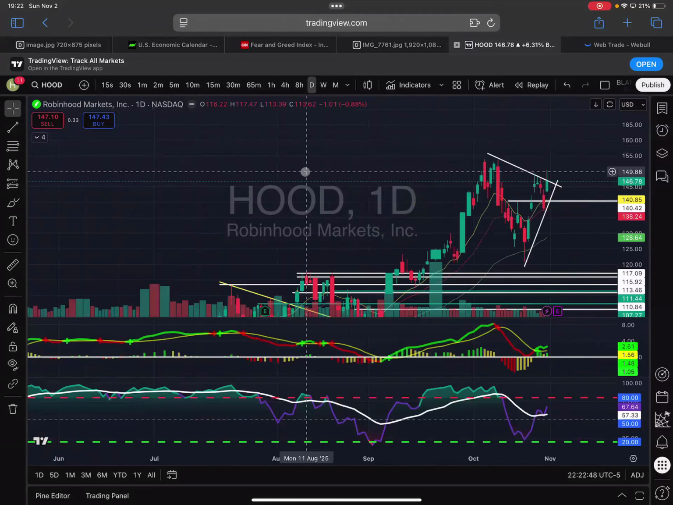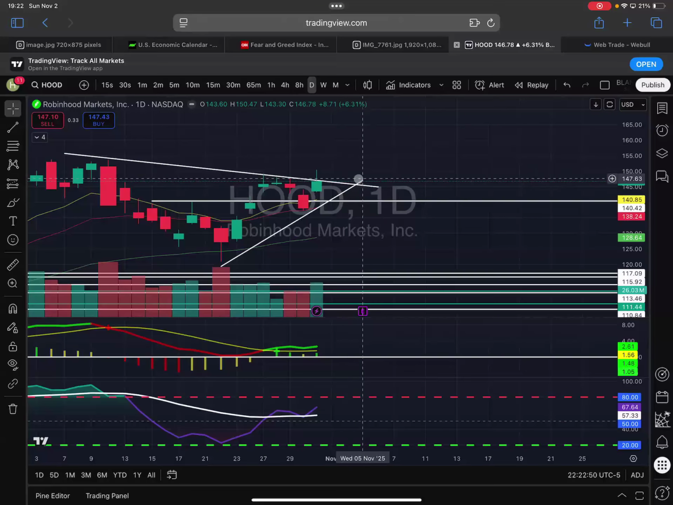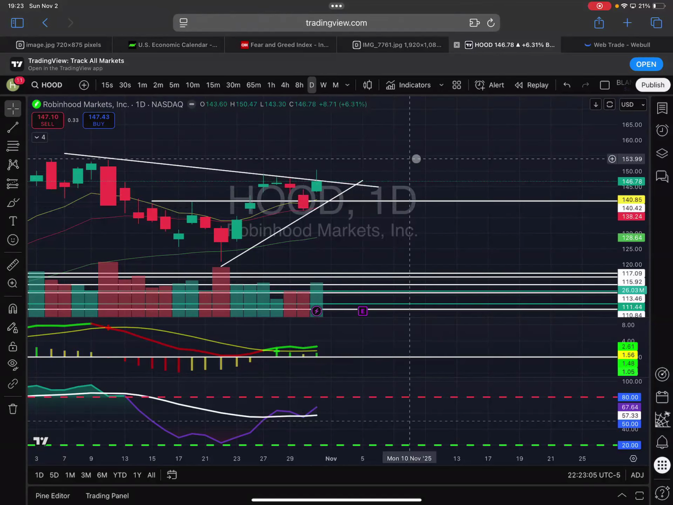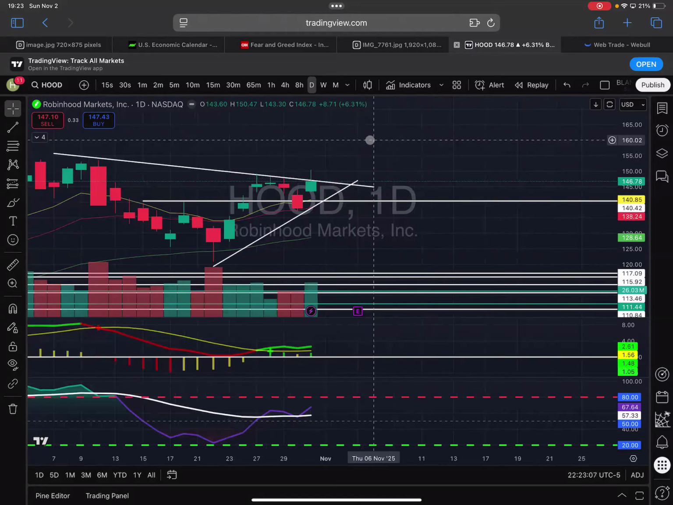But yeah, so those are levels on Hood. There's always downside levels, right? So below 143.30, if Hood drops and we get red tomorrow, we're retesting this red candle right here and coming into it probably as low as 137. But I'm looking for Hood to possibly go higher. And those were the levels I gave you.